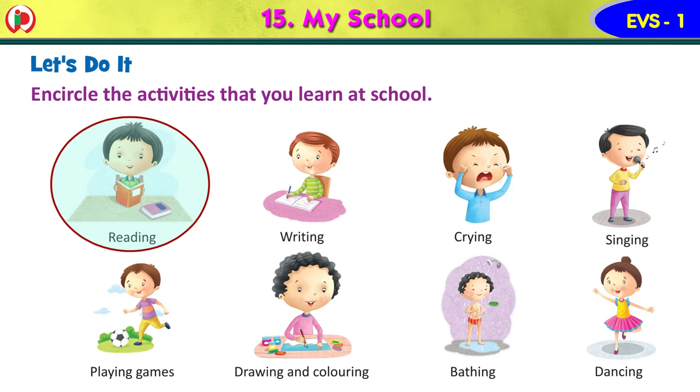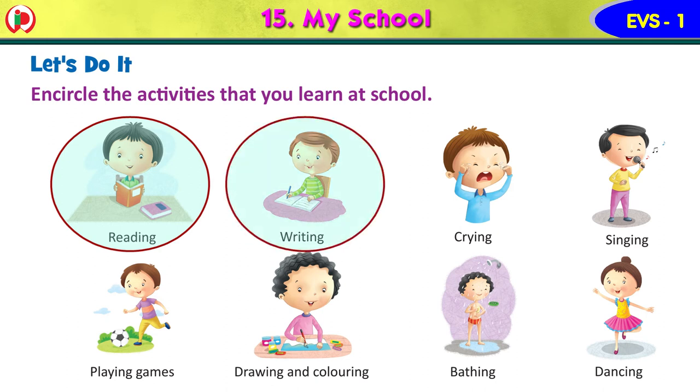After the lessons, teacher asks us to read. Read the lessons. Children read the lessons in school. Yes or no? Yes. Now coming to the second image. Can you see the second image here? What does it mean? A child is writing something. So we write in the school, isn't it? Yes. We write in the school.